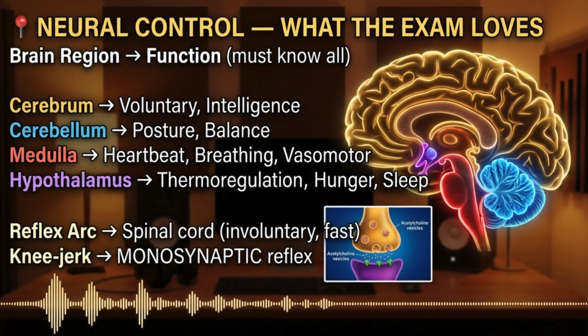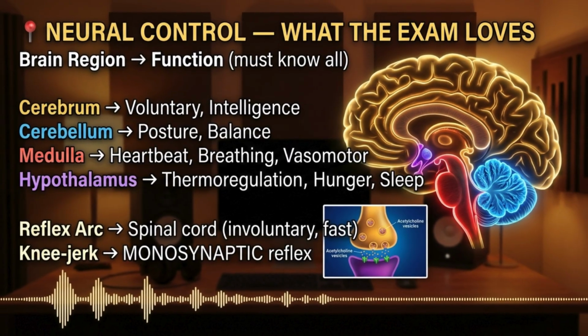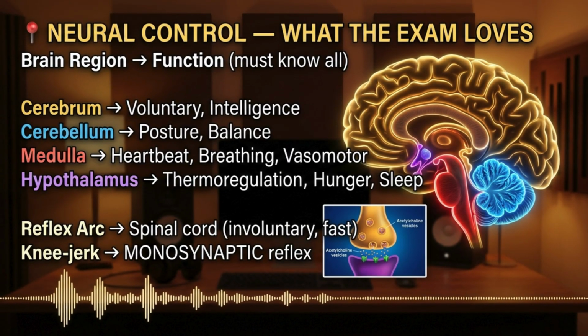Neural control and coordination, Chapter 21. This is a chapter where NEET tests both conceptual understanding and direct recall. Let's talk brain regions first, because this is where students drop easy marks. Cerebrum, voluntary actions, memory, intelligence, speech. Cerebellum, balance, posture, coordination of movement. Medulla oblongata, involuntary vital functions, heartbeat, breathing, swallowing, vasomotor control. Hypothalamus, thermoregulation, hunger, thirst, circadian rhythm, sleep.